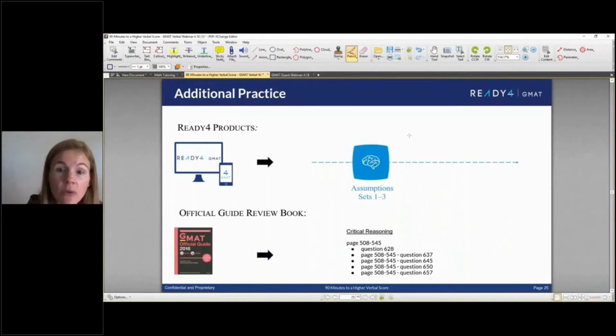Here, the questions in the Ready For app are assumptions, and we've got 3 problem sets there. Also, we assign questions from the GMAT official guide. And so you can see here, they're taken from the GMAT official guide 2018, and here are the questions that are relevant to what we've done today. So if you happen to own this book, then you can also do these questions as further practice.